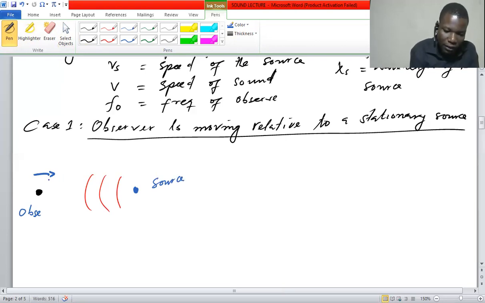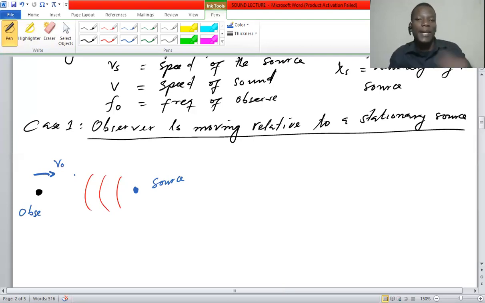Okay, so we have the source. The observer is moving with a velocity like that. Now you're going to the hospital, you are entering the gate of the hospital, and there was a patient, an emergency that was brought by the ambulance. So the ambulance is there just reaching, and you have also reached, and you are entering the gate.